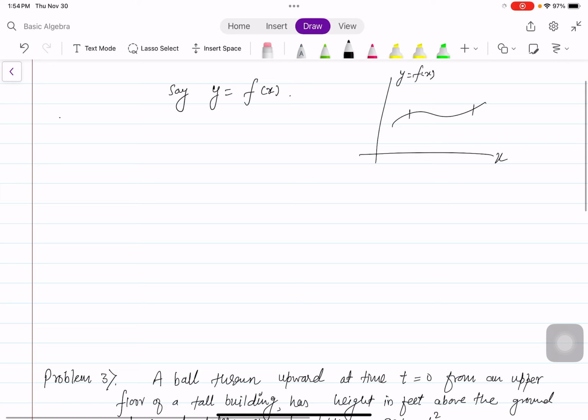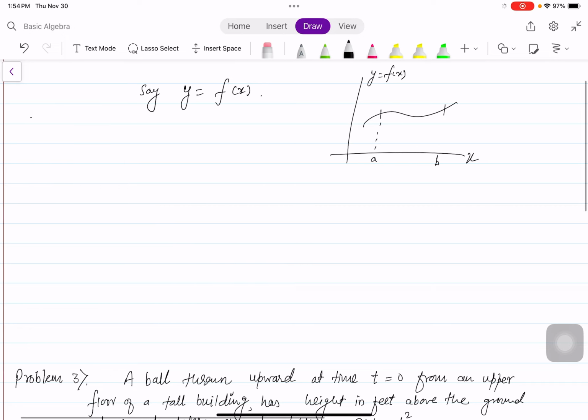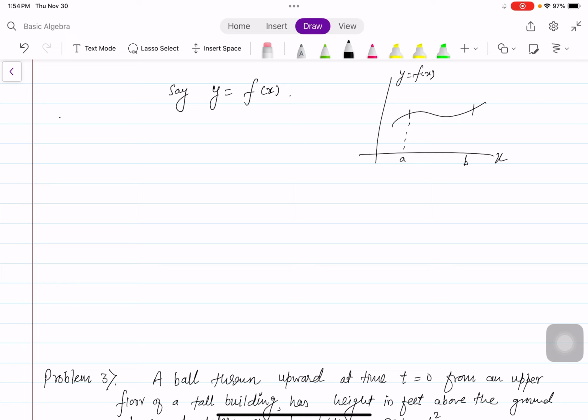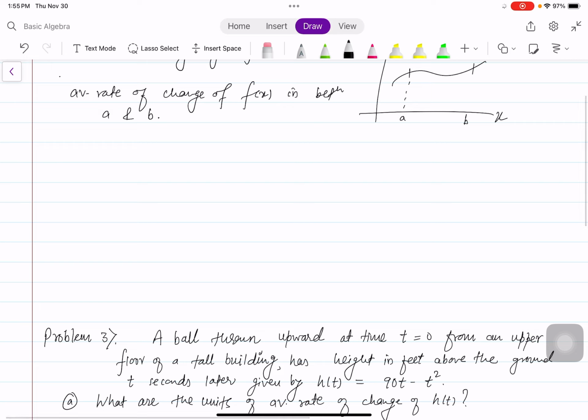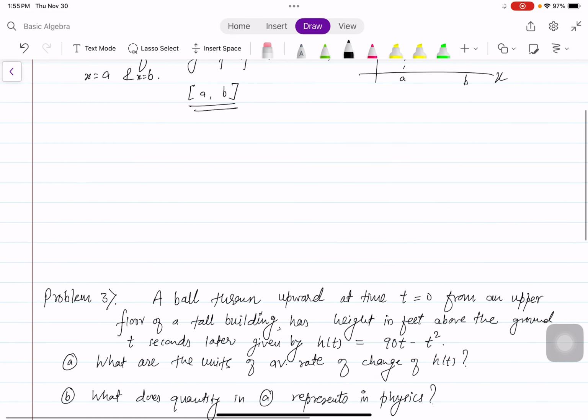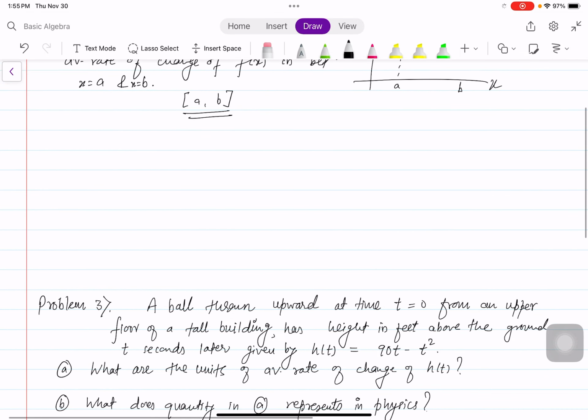Say these are some points on this function. In between, we want to find the average rate of change of f of x between a and b. So how do we find this between x equals a and x equals b? In other words, this can be represented by the interval a comma b. The endpoints are included.